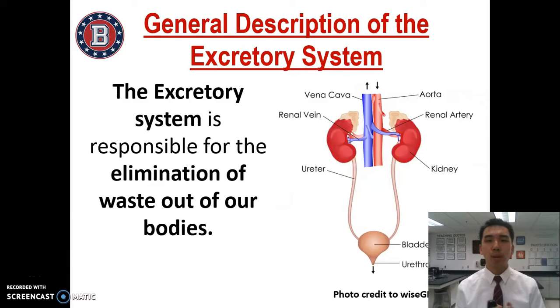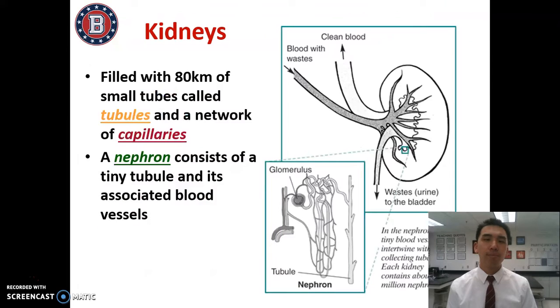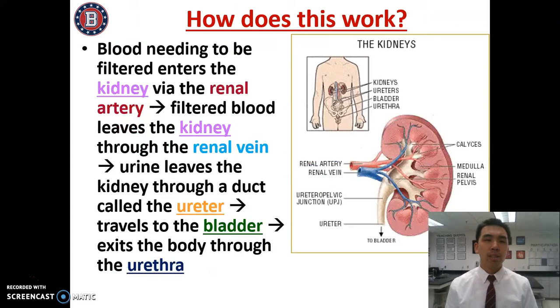The excretory system is responsible for the elimination of waste out of all of our bodies. It includes the kidneys, the ureters, the urinary bladders, and the urethra. Okay, kidneys. In short, how does it work? Blood travels to the kidneys via the renal arteries. The blood gets filtered in the kidneys using the nephrons, etc. There's a whole process in here, but I kind of see it as a filter. After the blood goes through the kidneys, it goes back to the heart via the renal vein.